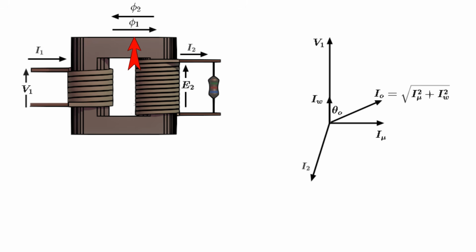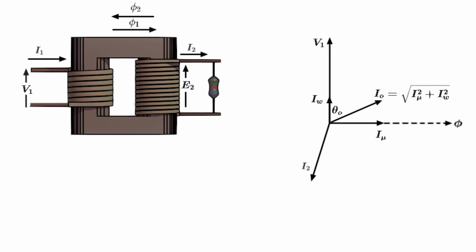The primary winding will draw more current from the source to produce a counterflux so that it can nullify this secondary flux. As a result, an additional current starts flowing through the primary. The secondary flux and the counterflux from the primary nullify each other. Then, only the magnetizing flux remains in the core.